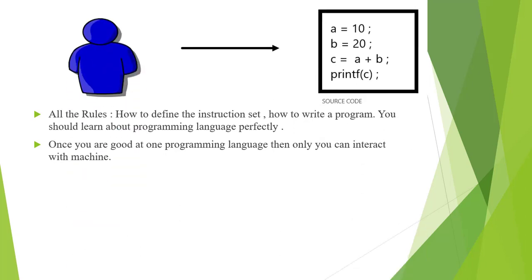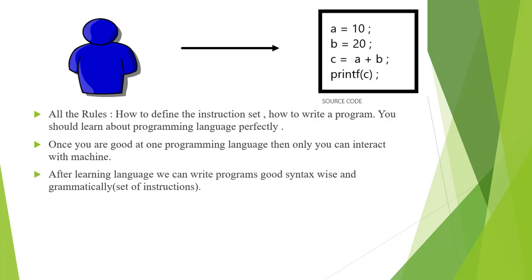Once you are good at programming, then only you can interact with the machine. You can see in the diagram, a person is writing a program using a certain programming language because he or she wanted to interact with the machine. After learning the language, we can write a program which is good syntax-wise and grammatically.